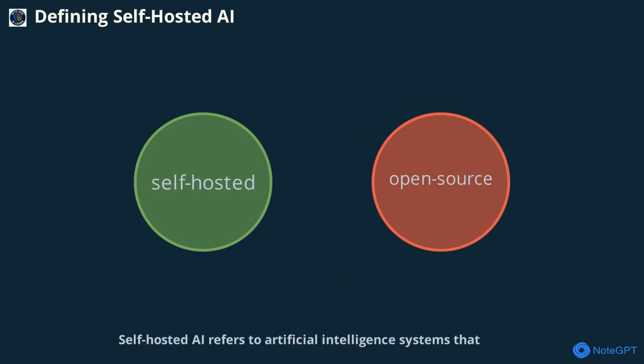Self-hosted AI refers to artificial intelligence systems that you can run directly on your own devices, rather than relying on cloud-based services. This approach is open source and free, giving you full control over your data and how the AI operates. It's a significant step forward for privacy advocates and tech enthusiasts alike. By running AI locally, you eliminate many of the risks associated with sending sensitive information over the internet. Plus, you gain the ability to customize and optimize the AI to suit your unique needs and workflows.